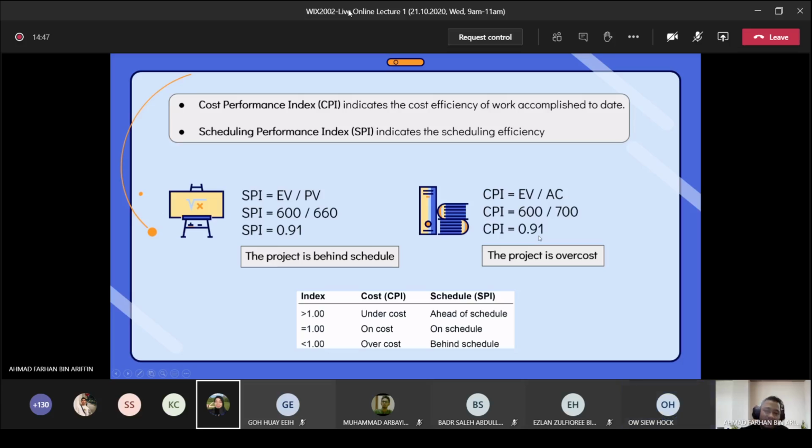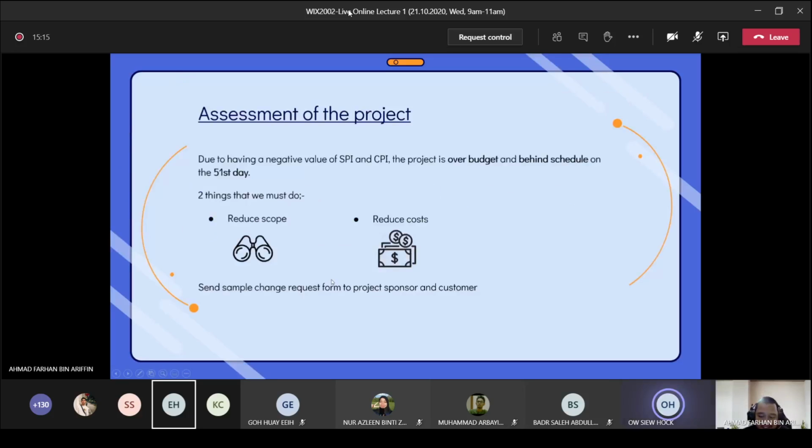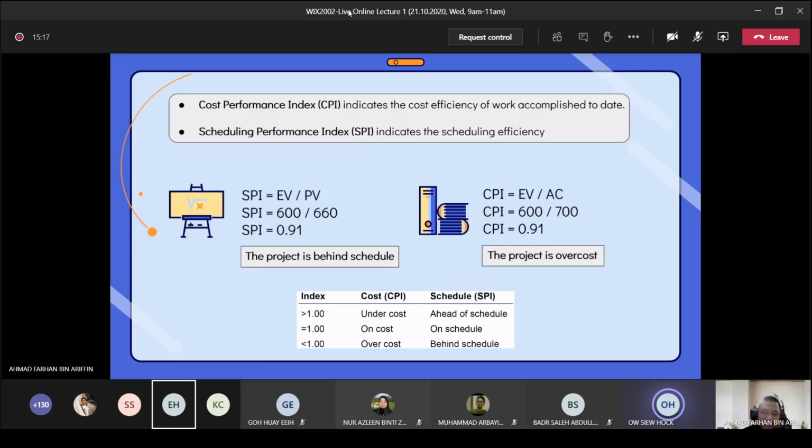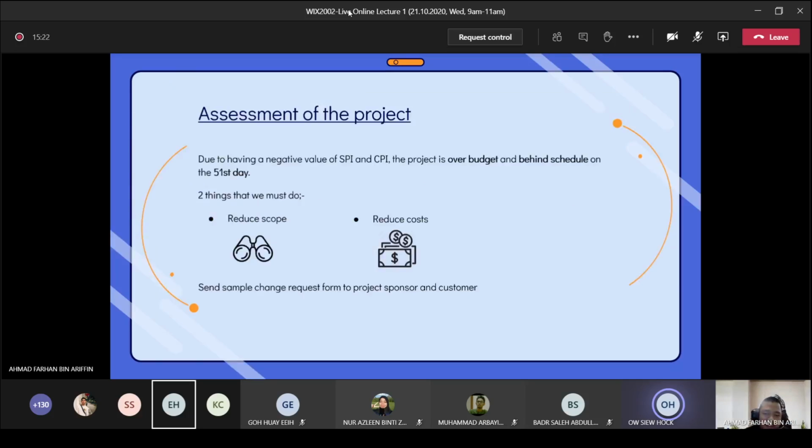So your CPI is calculated only, yes? Yes, what should be the value? Just use a calculator on your handphone. Wait, this cannot be the same. That one is 600 over 660, this one is 600 over 700, so definitely they cannot be the same. The answer is actually 0.86 for CPI. Even though it's a simple calculation, you have to take note. Understand? Okay. Yes, explain.